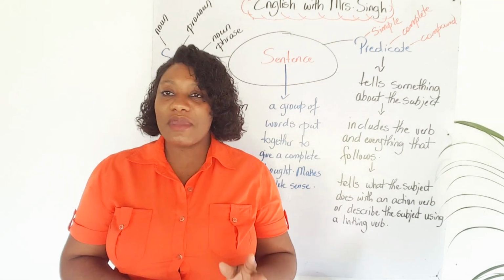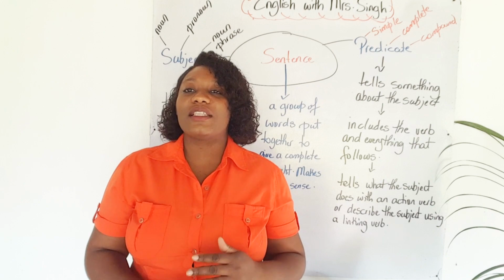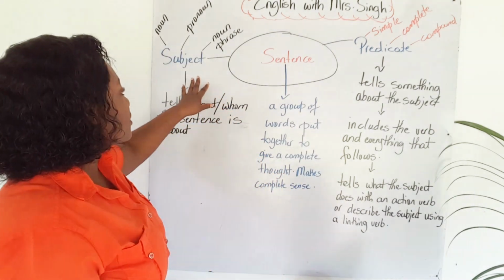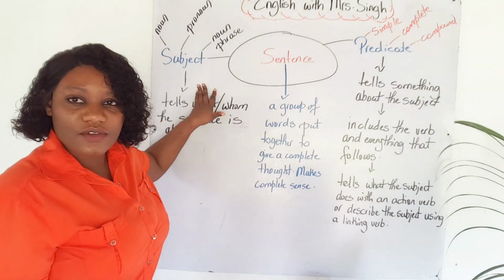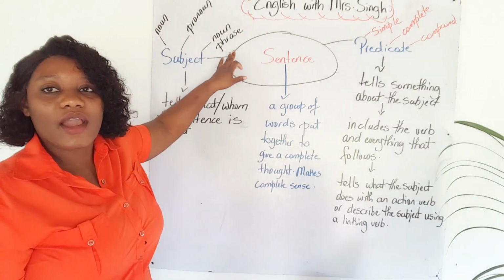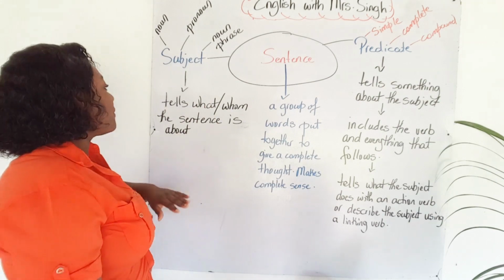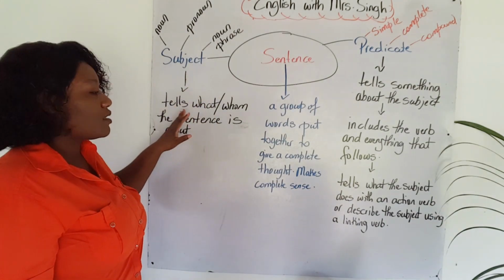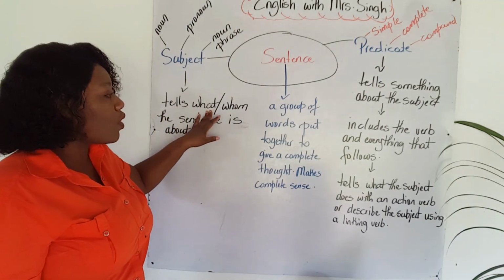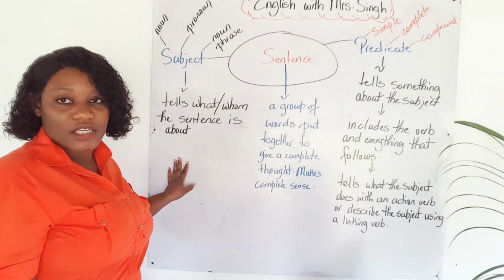Now, a complete sentence is made up of a subject and a predicate. Now, let us explore a subject. The subject of a sentence can either be a noun, a pronoun, or a noun phrase. We'll soon get into what those are. So the subject, what does the subject do? The subject tells what or whom the sentence is talking about.